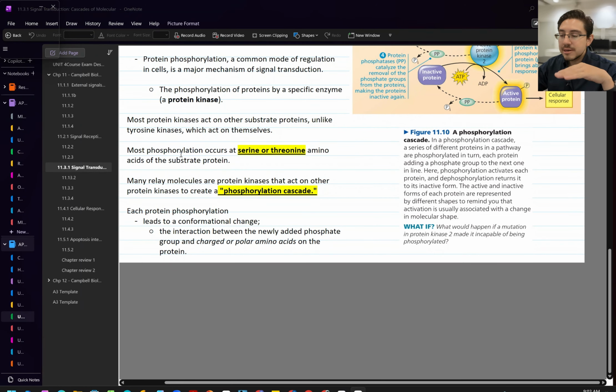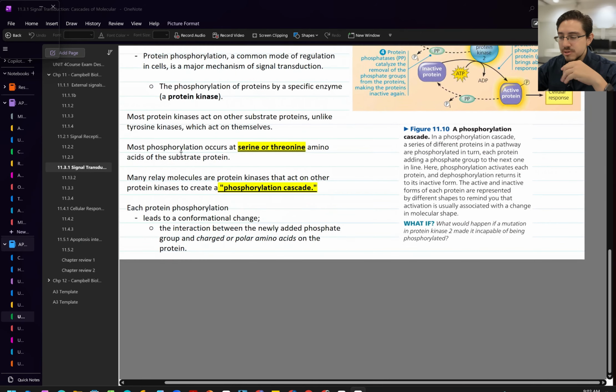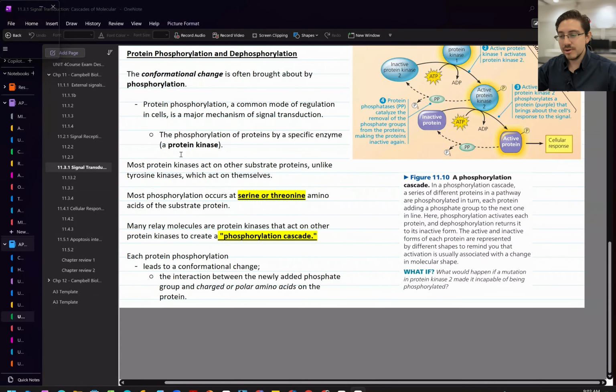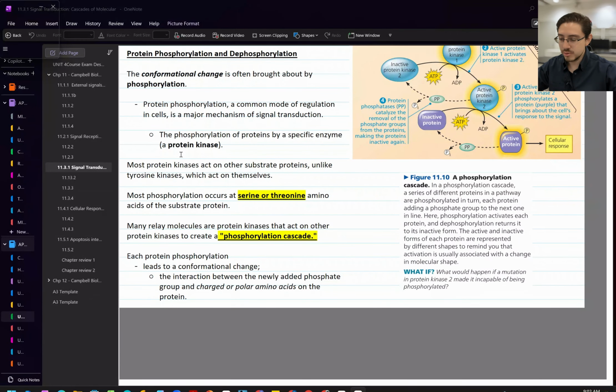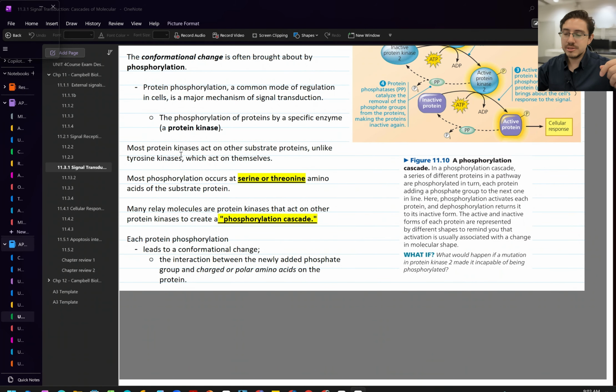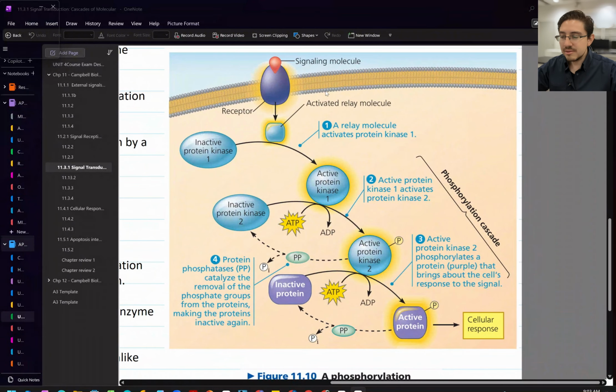They act particularly on specific amino acids like serine and threonine of the substrate protein. And then they can actually act in sequence where they activate one kinase and then another, kinase number 3, number 4, and so forth. This is usually called a phosphorylation cascade, like a water cascade, right? Where everything's flowing down in sequence, one to another to another. And ultimately, you want to have the activation of a protein to elicit a cellular response. So here's a visual of what I'm talking about. You have a signaling molecule.